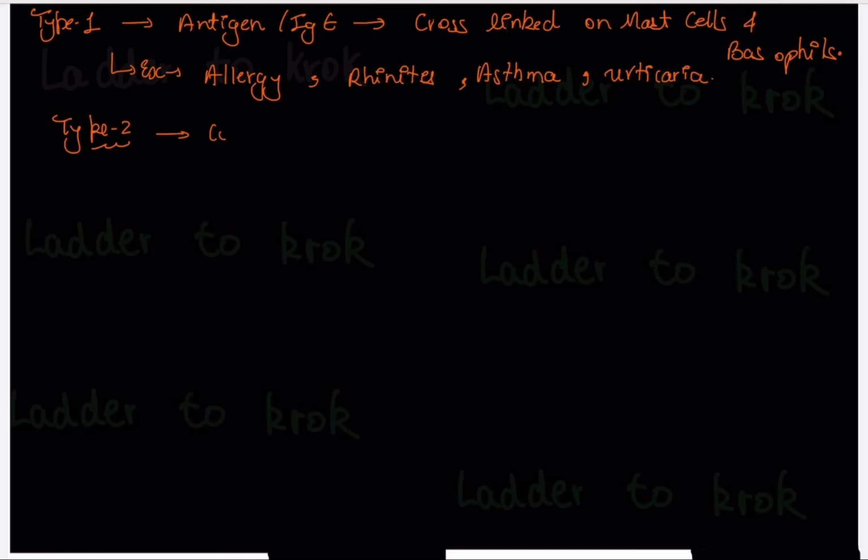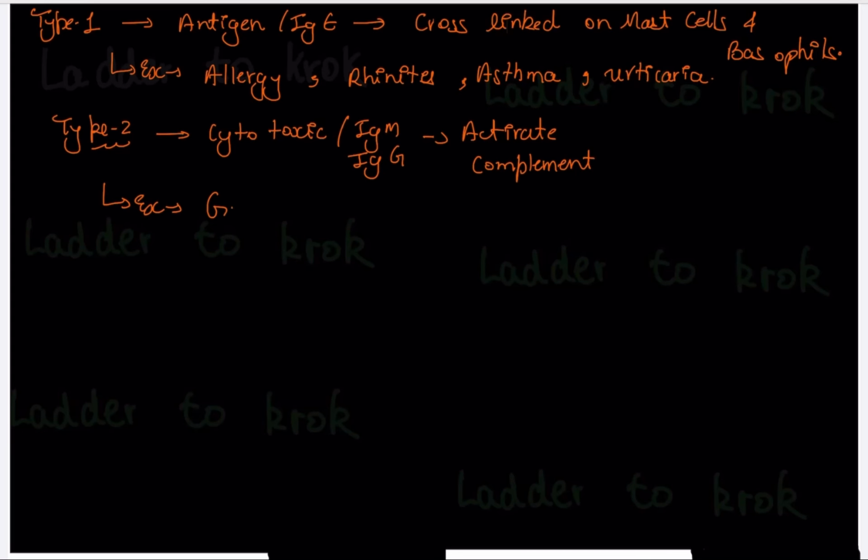Now type 2, cytotoxic. In this there are IgM and IgG, and there is activation of complement. The examples, as we just discussed, are Goodpasture syndrome, myasthenia gravis, hemolytic anemia or blood transfusion reaction, Graves disease, or erythroblastosis fetalis.